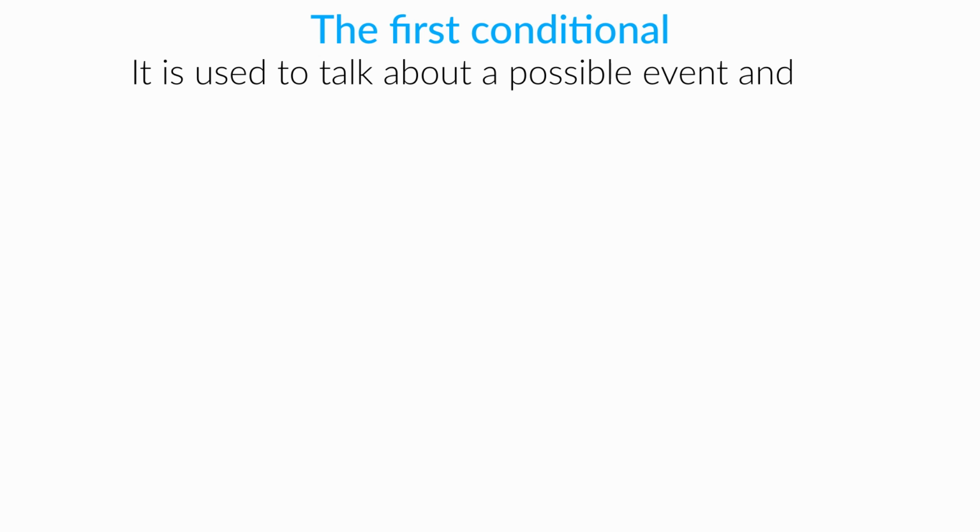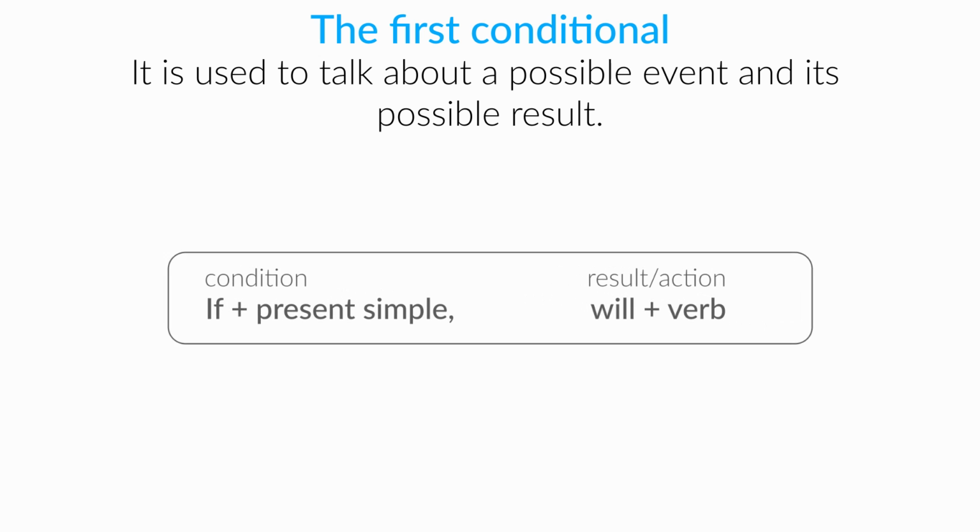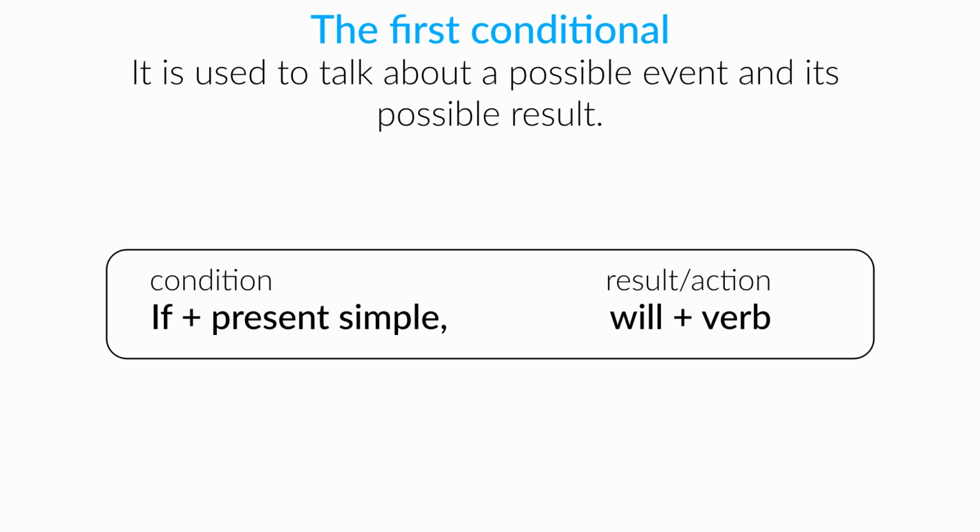The first conditional. It is used to talk about a possible event and its possible result. Memorize the formula of this type of conditional. If plus present simple for the condition and will plus verb for the result. Let's look at the examples.